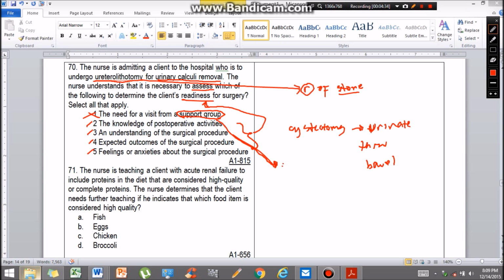Conditions like permanent conditions such as trigeminal neuralgia, or if you have an amputation and you will live the rest of your life having only one foot or leg. That's the time you need a support group, because a support group will make you realize that you are not the only person having that problem. In the case of ureterolithotomy, there's no need for that because this is a simple removal of stone. Best answer is 2, 3, 4, and 5.